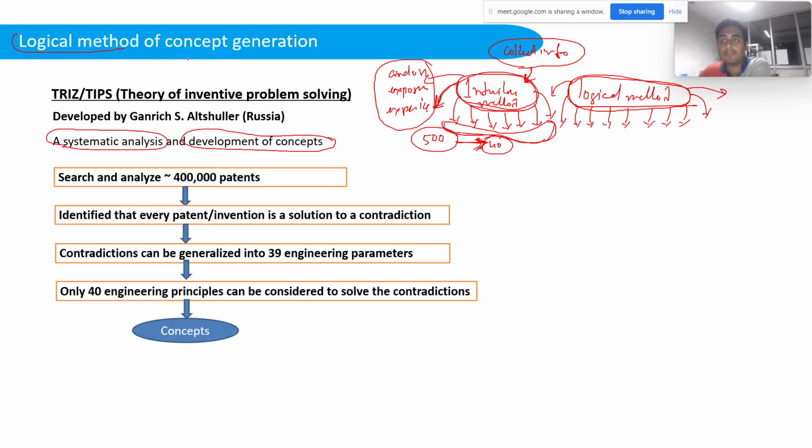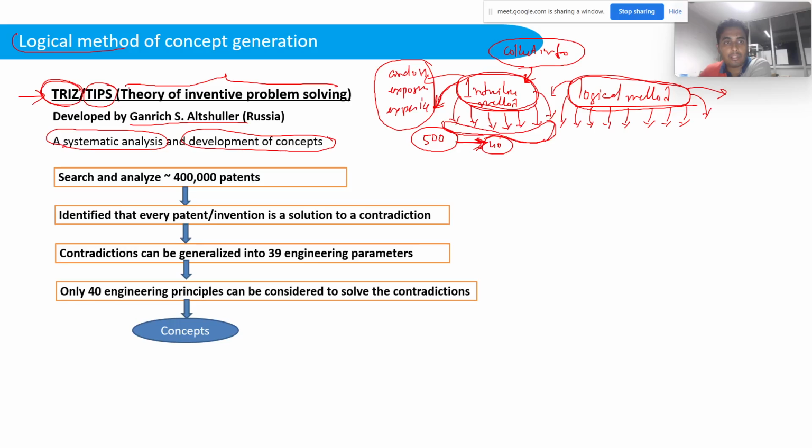So in this particular class, I'll be discussing one of the very popular logical methods, which is called TRIZ. Okay, so TRIZ is an abbreviation for a Russian phrase. In English, it is called TIPS, meaning theory of inventive problem solving. When you translate this English into Russian, the abbreviation you end up with is TRIZ. Okay, so this was developed by a Russian scholar, Genrich S. Altshuller.